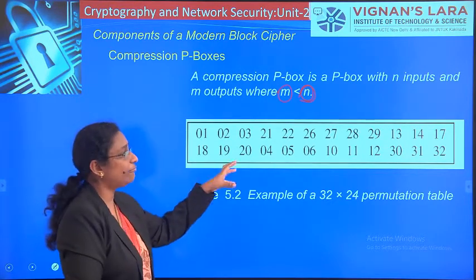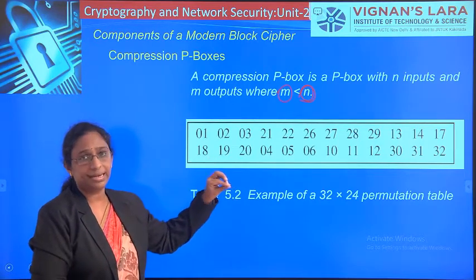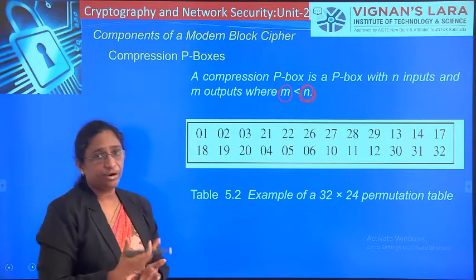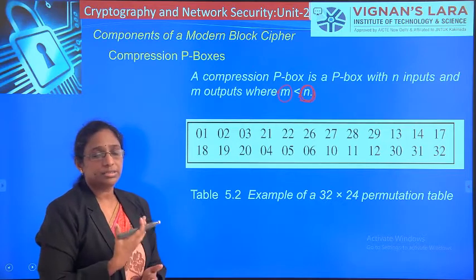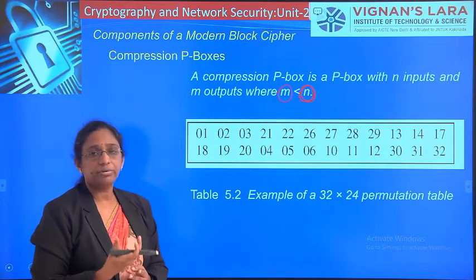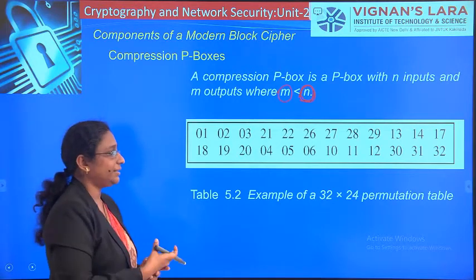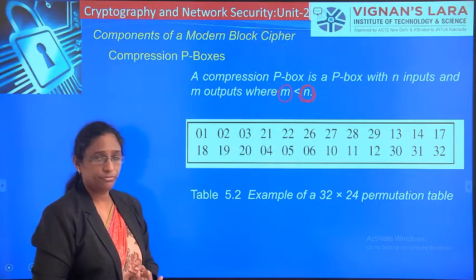That means that you have to discard some bits here, since the output bits are less, since here n is greater, since the number of inputs is more than the number of outputs. So since the number of inputs is more than the number of outputs, you have to discard some input bits. By discarding those input bits, we can have a smaller number of outputs.